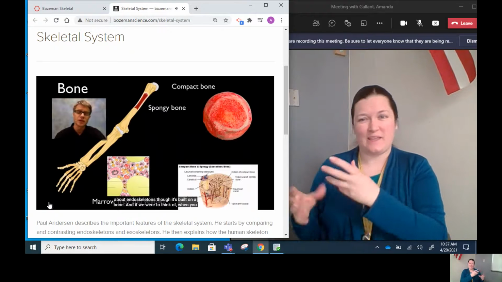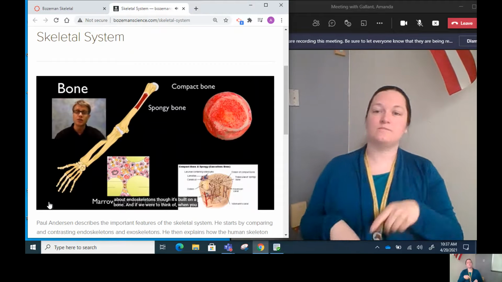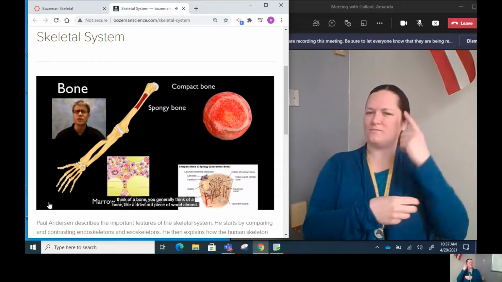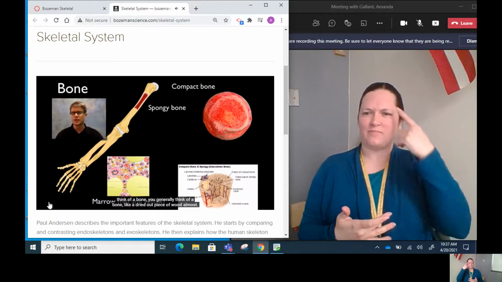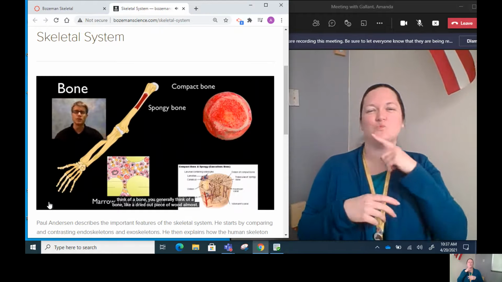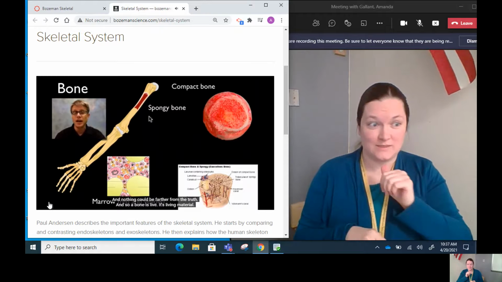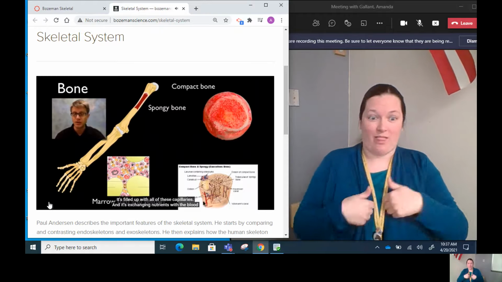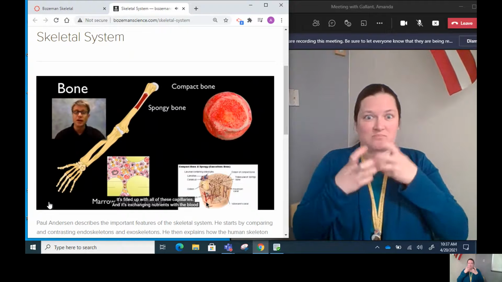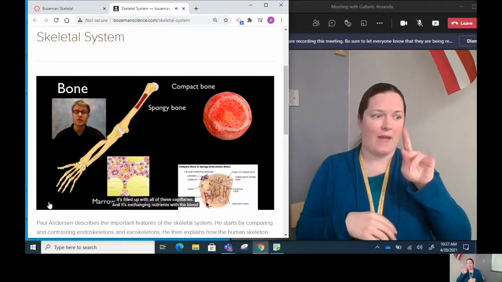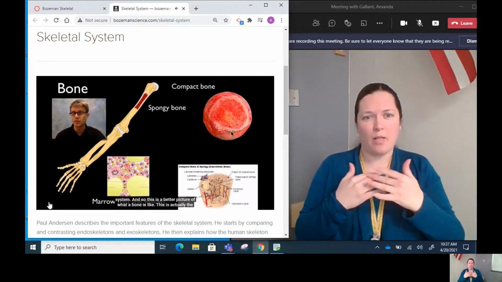If we're talking about endoskeletons, though, it's built on bone. When you think of a bone, you generally think of a dried out piece of wood almost, and nothing could be farther from the truth. A bone is alive. It's living material. It's filled with capillaries, and it's exchanging nutrients with the blood system. And so this is a better picture of what a bone is like.